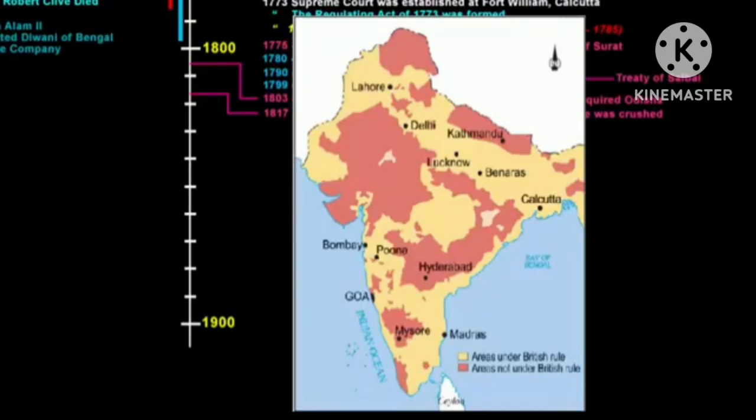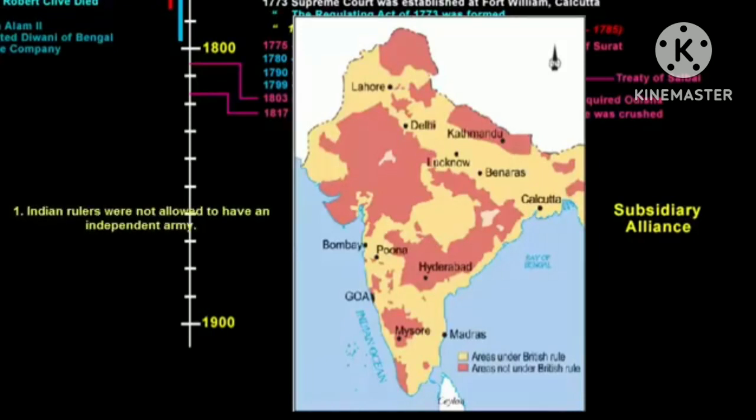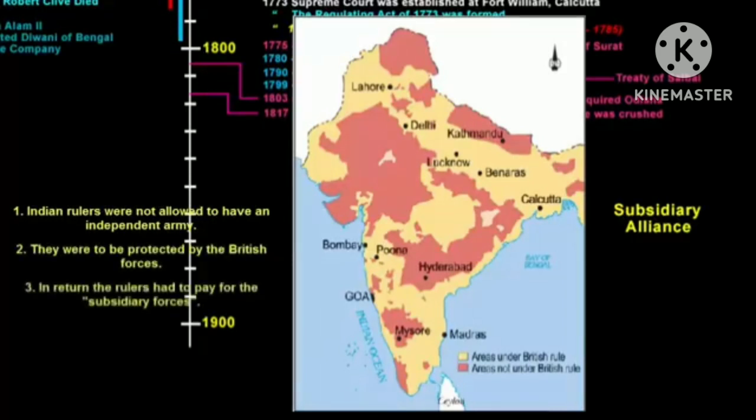Meaning of the word annex is to join or add. So to add the Indian states, the company came up with a policy called subsidiary alliance. According to the terms of this alliance, Indian rulers were not allowed to have their own independent armed forces. They were to be protected by the company, and in return the rulers had to pay for the subsidiary forces. If the Indian rulers failed to make the payment, then part of the territory was taken away as penalty.